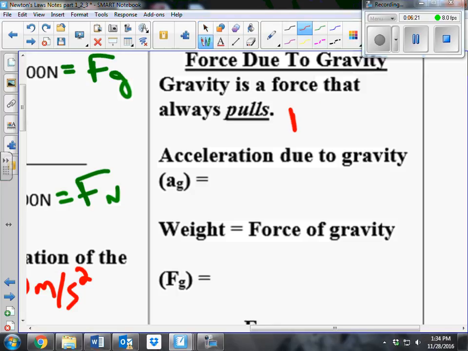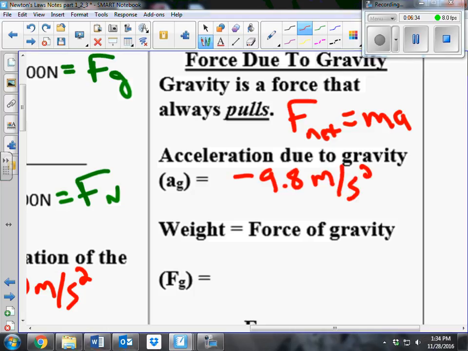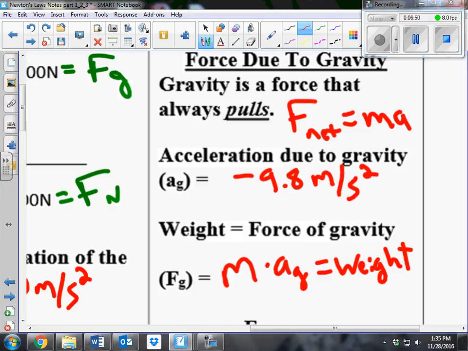Why? Because think about it. Newton's law is, hey, my unbalanced force causes my mass to accelerate. Interesting. Well, on Earth, I know the acceleration due to gravity is negative 9.8 meters per second squared, and this is assuming positive's up, which means that my force due to gravity, according to Newton's second law, is just my mass times my acceleration due to gravity, which, remember, as I talked about, is my weight.